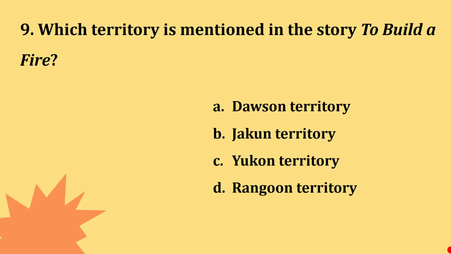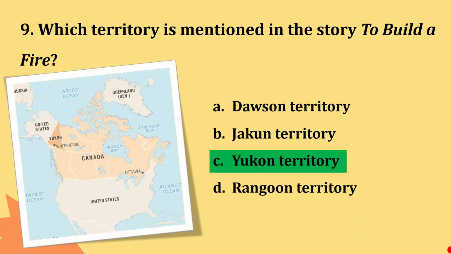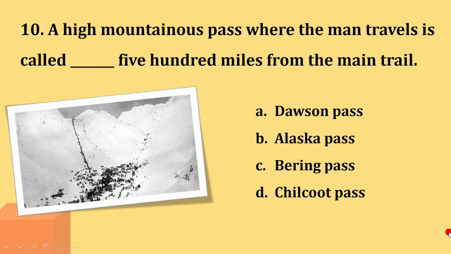Number 9, which territory is mentioned in the story To Build a Fire? A, Dawson Territory, B, Jacun Territory, C, Yukon Territory, and D, Rangoon Territory. And the correct option is C, Yukon Territory. You can see on the map, it is in Canada, Yukon Territory. Here you see this is Yukon Territory, which is mentioned in the story To Build a Fire.